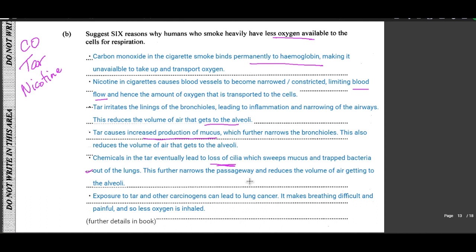And then the next one, which is, of course, a long-term effect, right? Leads to lung cancer that can make breathing difficult and painful. So, of course, if I'm having difficulty breathing and breathing is painful, again, less air getting in, less oxygen diffused, less oxygen for the cells. And that's 6. And you can get further details in the book.